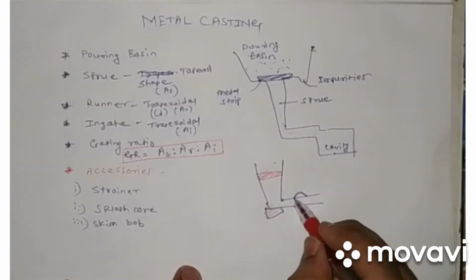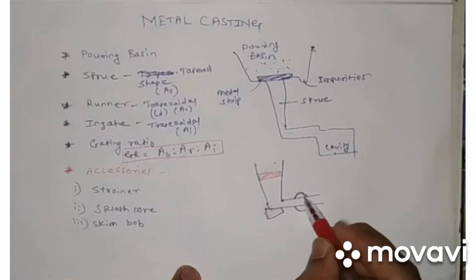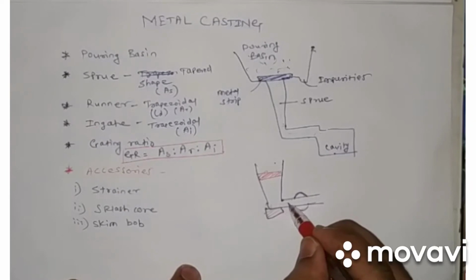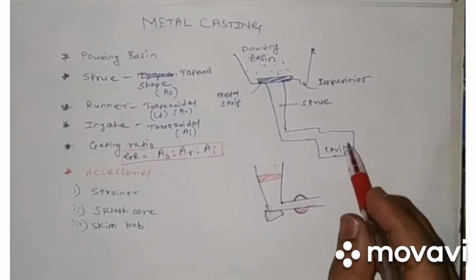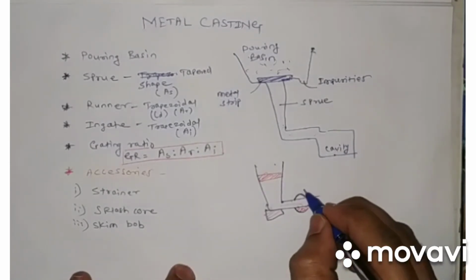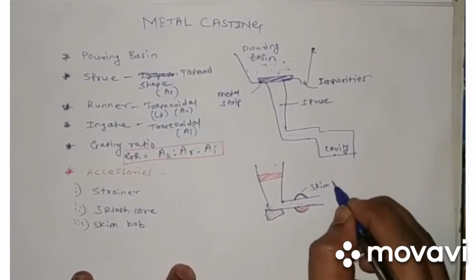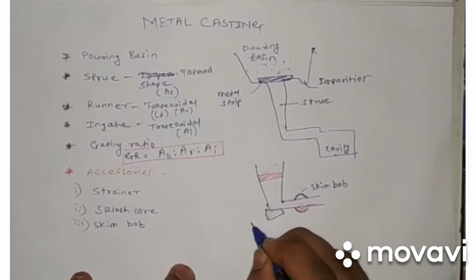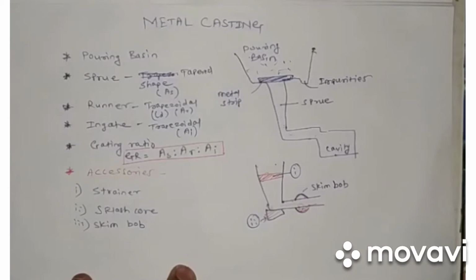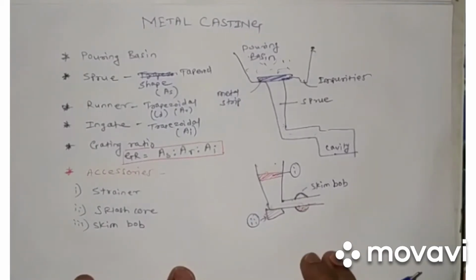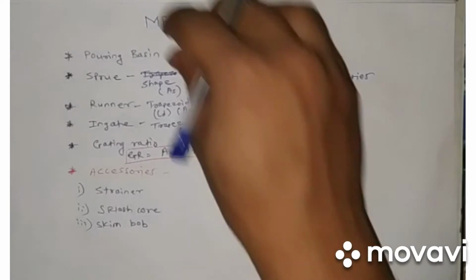And the skim bob is on our runner, so it is given a shape like this, so that when the molten metal is coming, the heavy particles get accumulated here, and they will not get into the cavity. That's why this skim bob is given. This is the skim bob, this is our splash core, and this is our strainer. So these are the accessories which are provided along with the design.